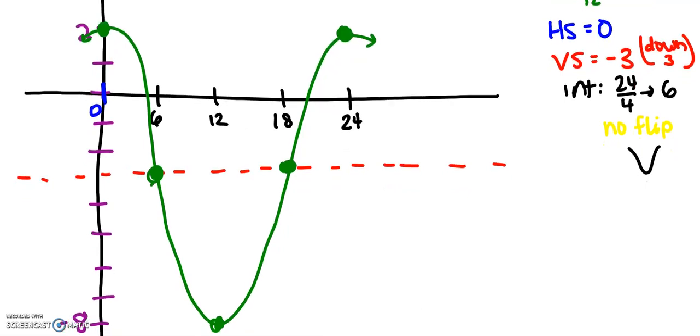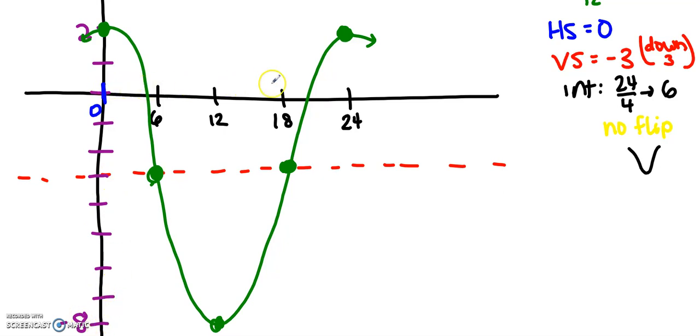So this one I just want to point out, I started by drawing my midline. Then I counted my amplitude up 5 and down 5. Now I was already starting at negative 3. So when I go up 5, 1, 2, 3, 4, 5, my highest point is only 2. When I start at negative 3 and I go down 5, my lowest point is at negative 8.